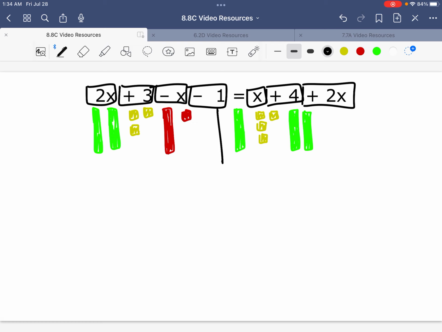So now that I've modeled, I'm looking at my left-hand side, and I see that there are some things that I can simplify. For example, I have a negative x and a positive x, which I know will create a zero pair. And I have a negative 1 and a positive 1 that I can cancel out as a zero pair. If you were working on your equation mat, you would take these off of your mat. I'm simply going to erase them.